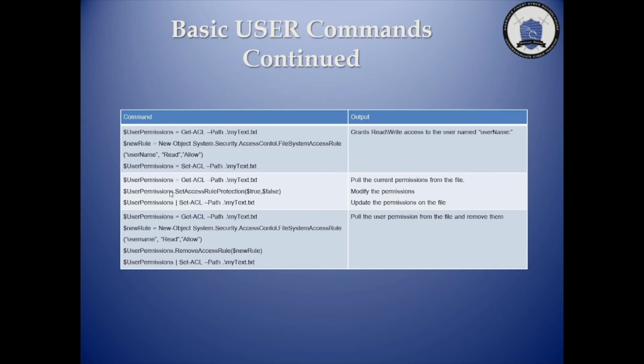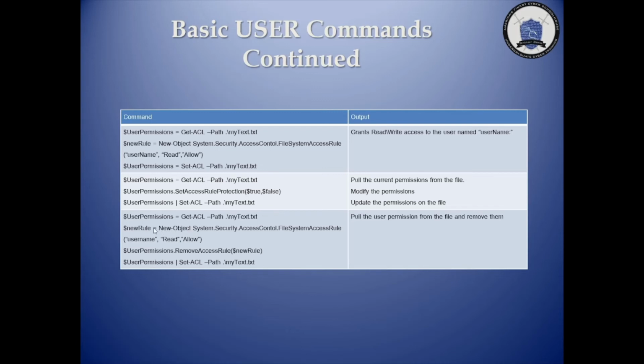And for the second one here, we've got pretty much the same thing, but user permissions set access rule protection, true and false, and then again the same path. So the output of this one would be that we pull the current permissions from the file, modify the permissions, and then update the permissions on the file.